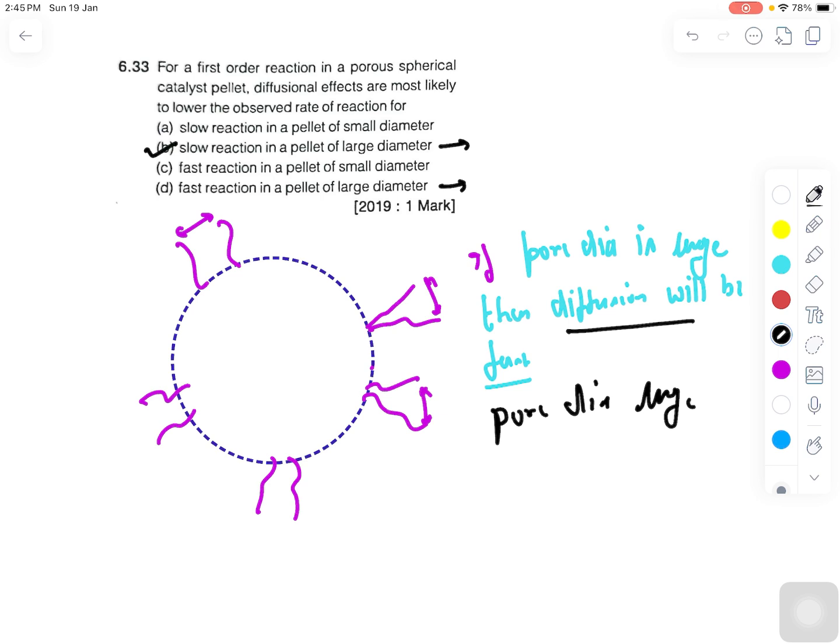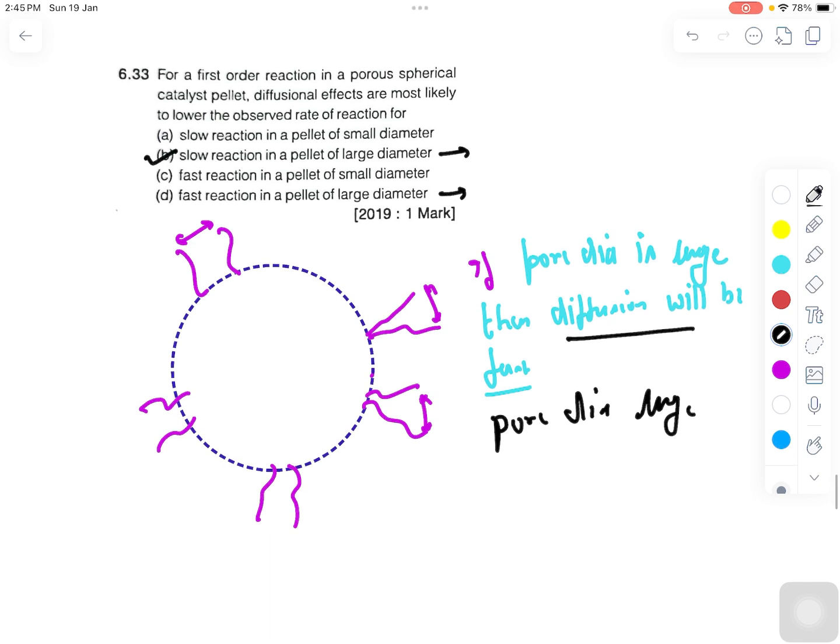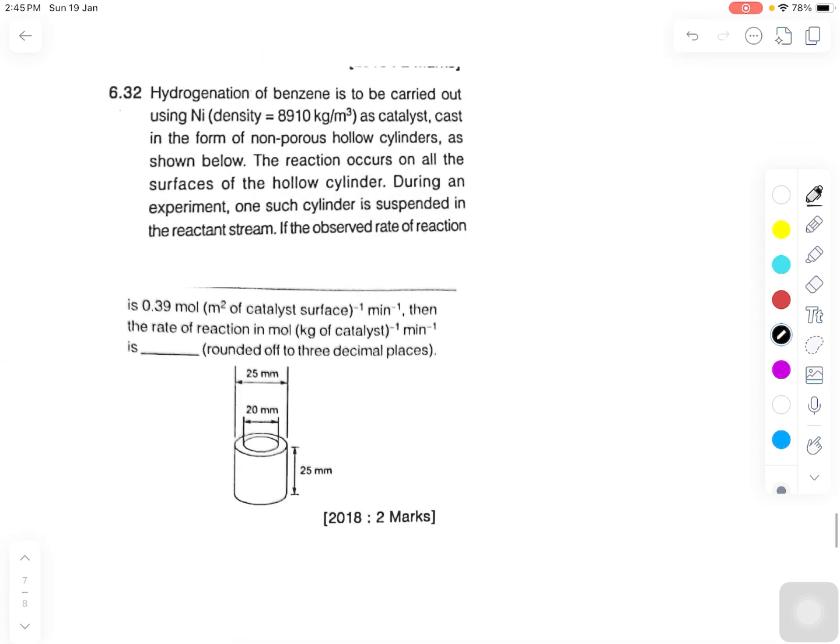But again, if the question were like, if the diffusion effects are most likely to increase the observed rate of reaction, in that condition the rate of reaction will be fast and diffusion will be slow. When the pore diameter is small, then the diffusion will be very slow. That's why option B is correct, right? So various kinds of questions can be formed here based on the pore diameter and reaction rate condition, but you have to understand what kind of mechanisms are there.